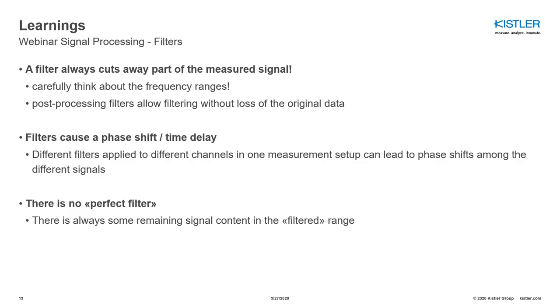Filters always cause a phase shift and time delay. This has to be taken into account if you have a measurement setup with multiple channels and you are applying different filters to these different channels. Then you have to be aware that this leads to different phase shifts among these signals.